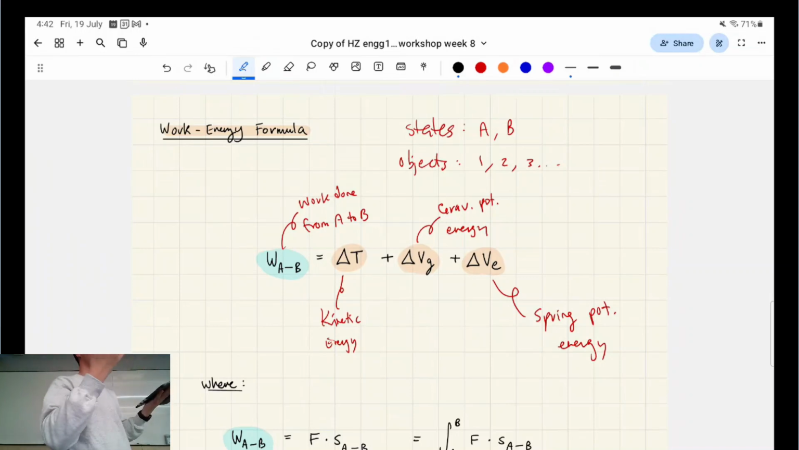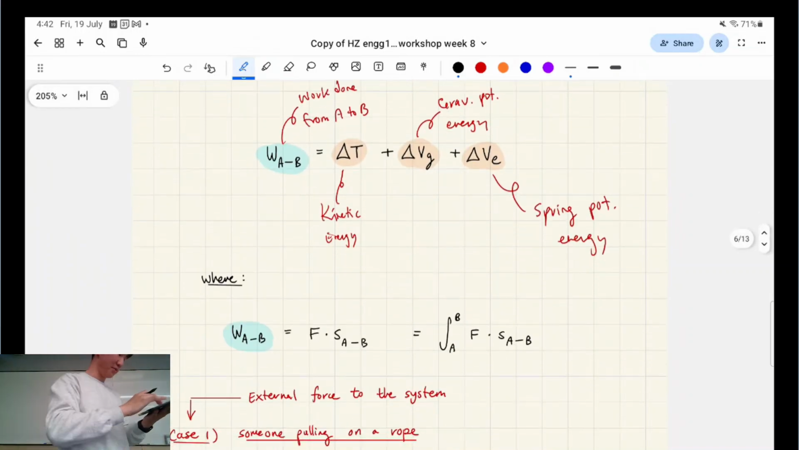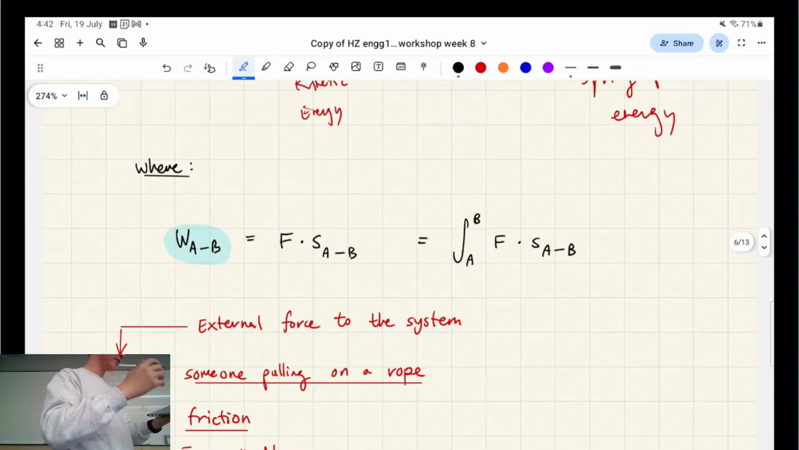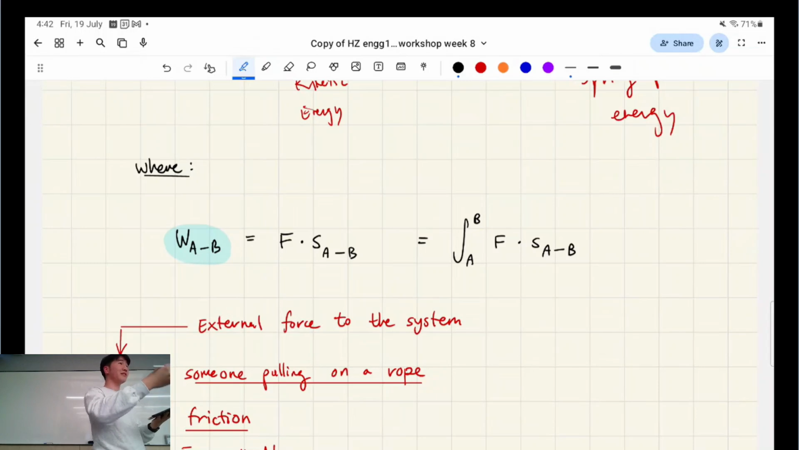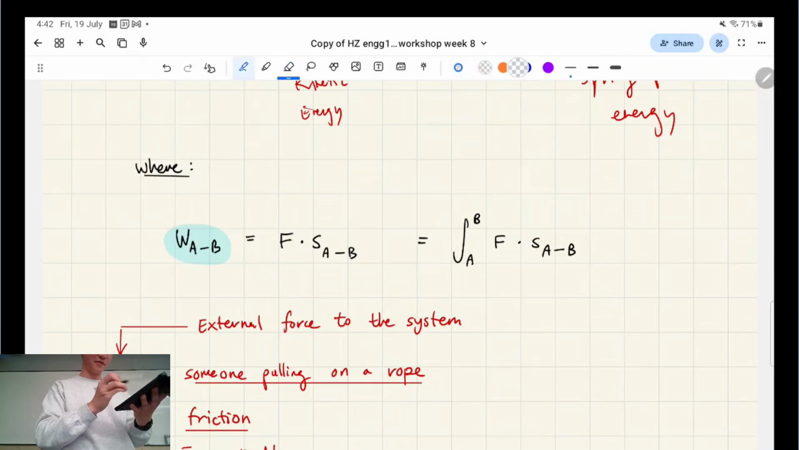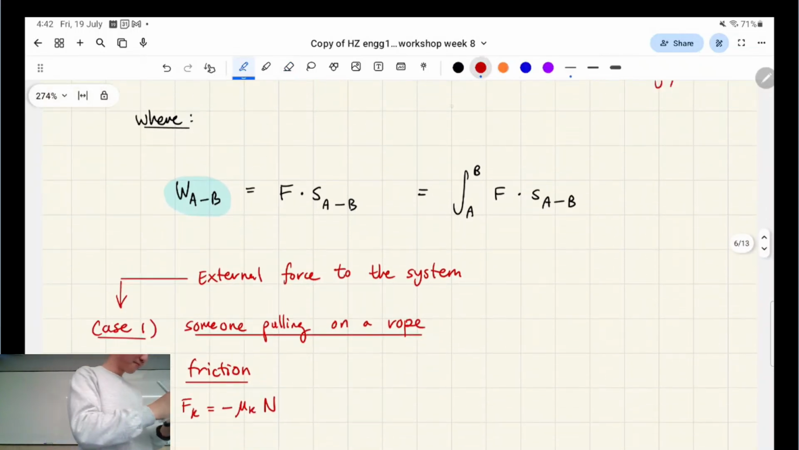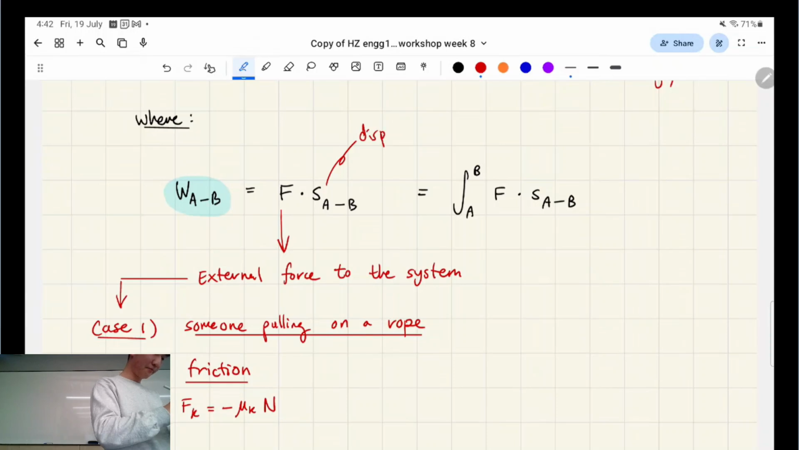So let's break down this formula a little bit more. In blue there, on the left hand side, this is the work. The work is basically the external force multiplied by the displacement, the change in displacement from A to B. Again, A and B are referring to states in time. Here's the integral version if you want. But yeah, that's displacement.